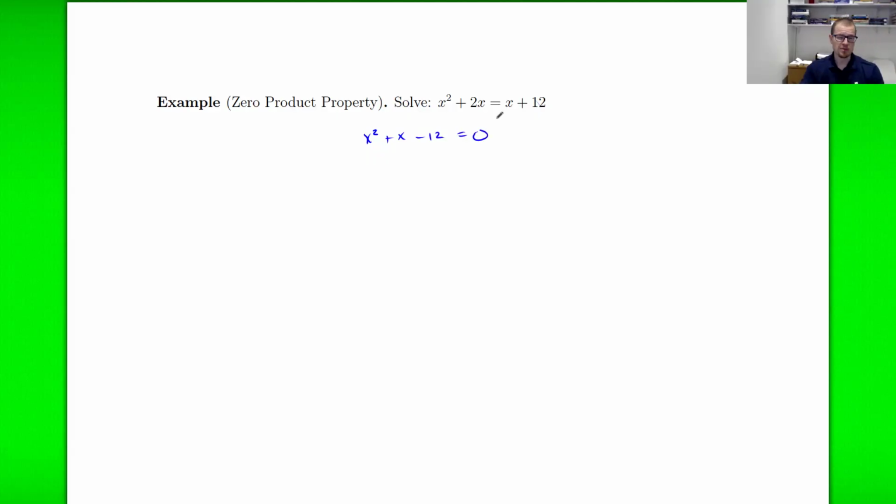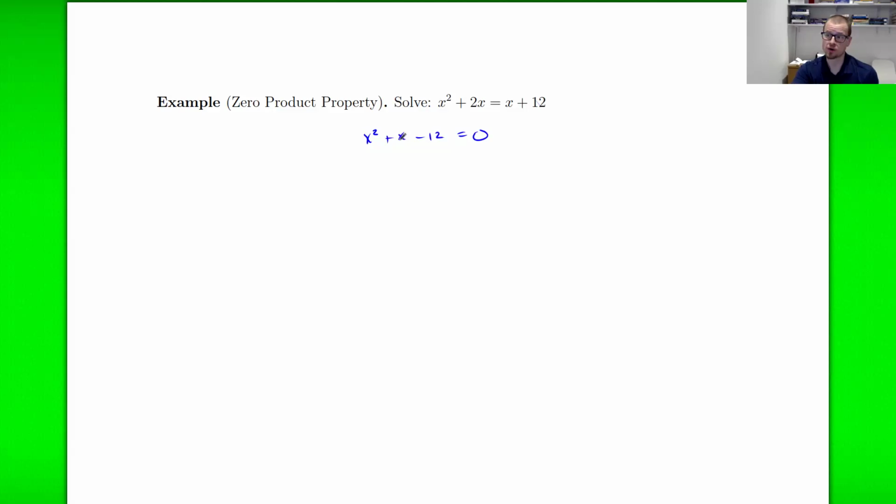Now, the zero product property says that when I multiply two things together and the result is 0, then one of those two things must be equal to 0. So I have to write this as a product of two things. So I want to ask myself, with a quadratic having a leading coefficient of 1, what multiplies to a negative 12 and adds to a positive 1.